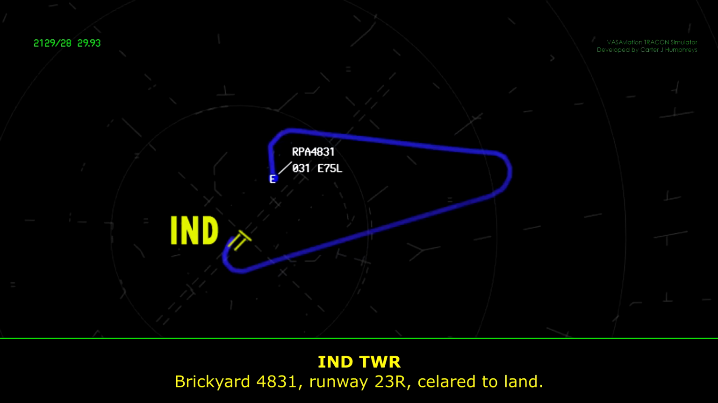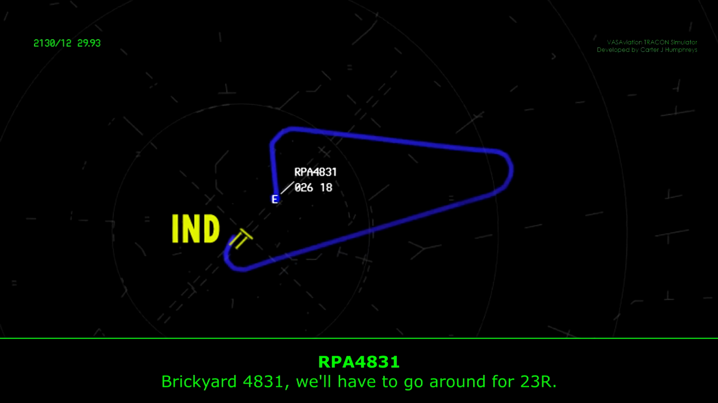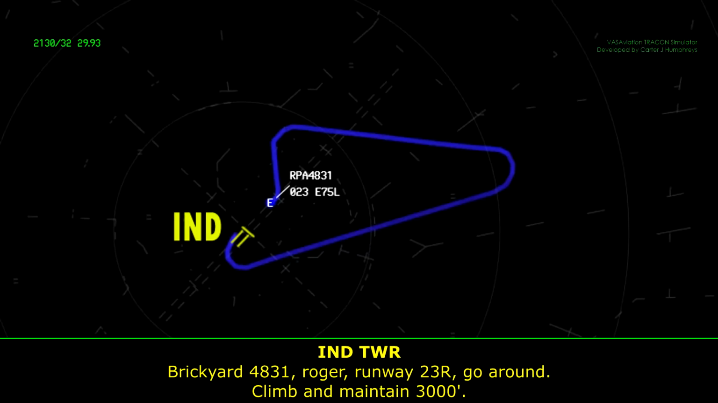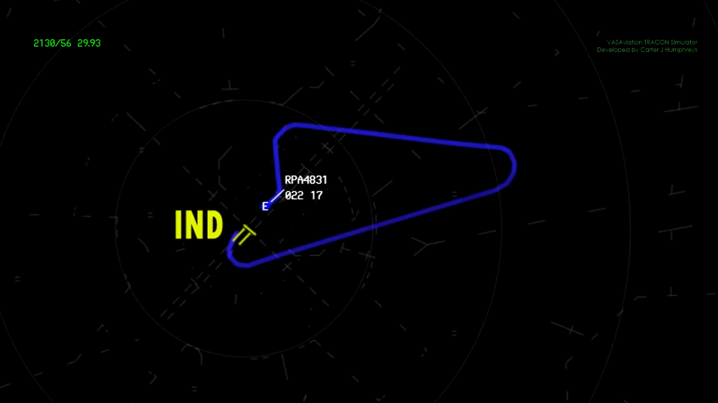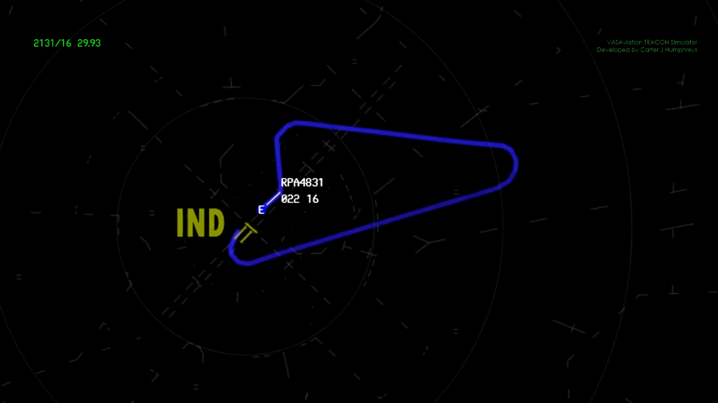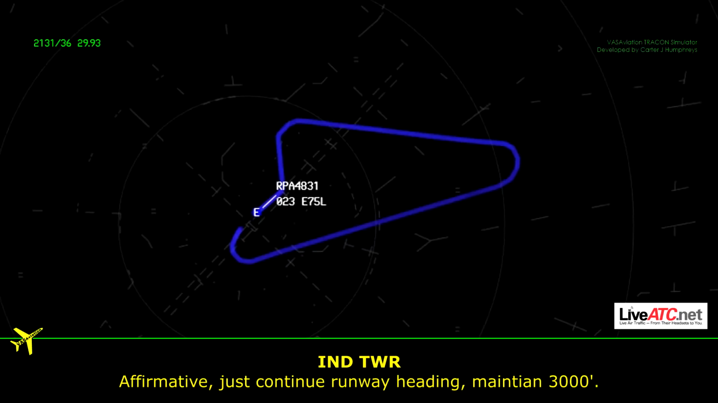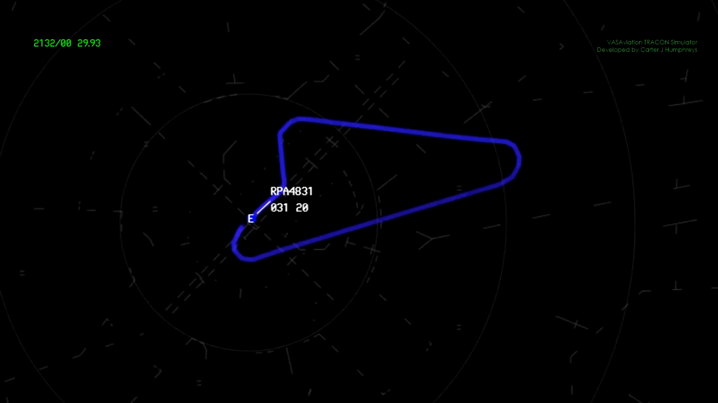Brickyard 4831, runway 23 right, cleared to land. Cleared to land, 23 right, Brickyard 4831. Brickyard 4831, we're going to have to go around for 23 right. Brickyard 4831, roger, runway 23 right, go around, climb and maintain 3,000. Maintain 3,000, Brickyard 4831. Can we continue going straight out then, Brickyard 4831? Brickyard 4831, just continue runway heading, maintain 3,000. Runway heading, 3,000, Brickyard 4831.